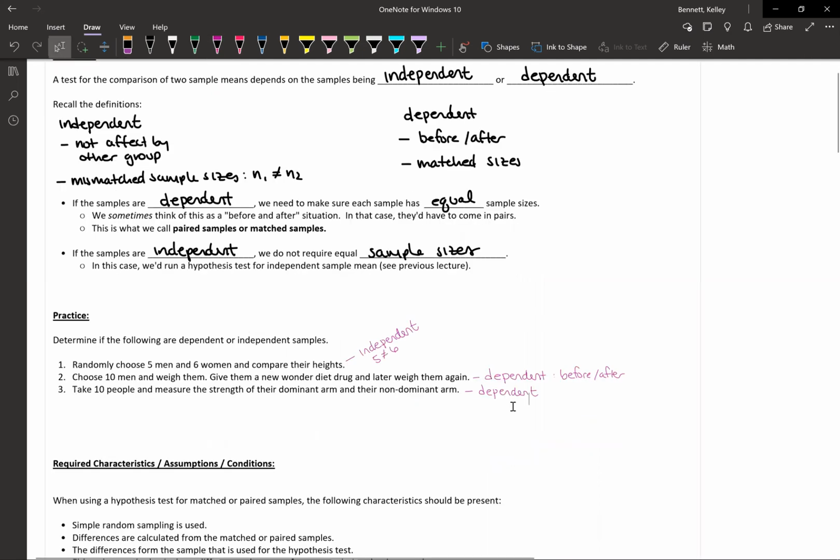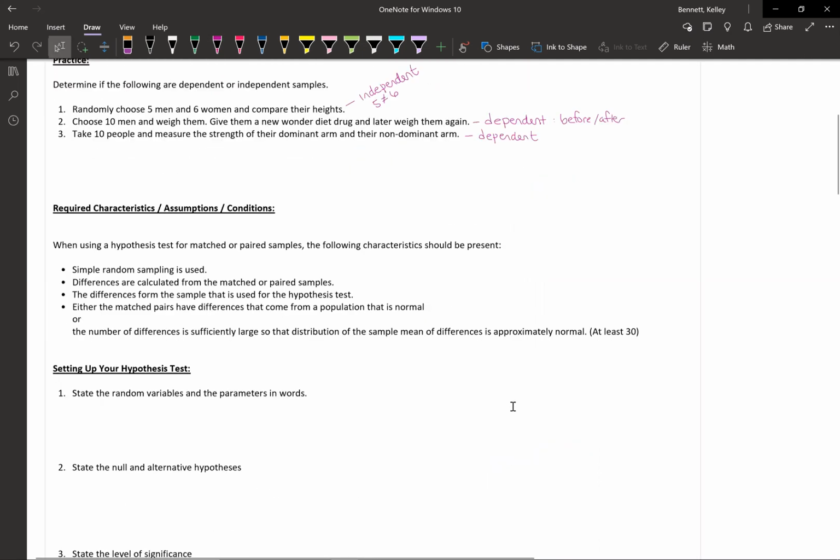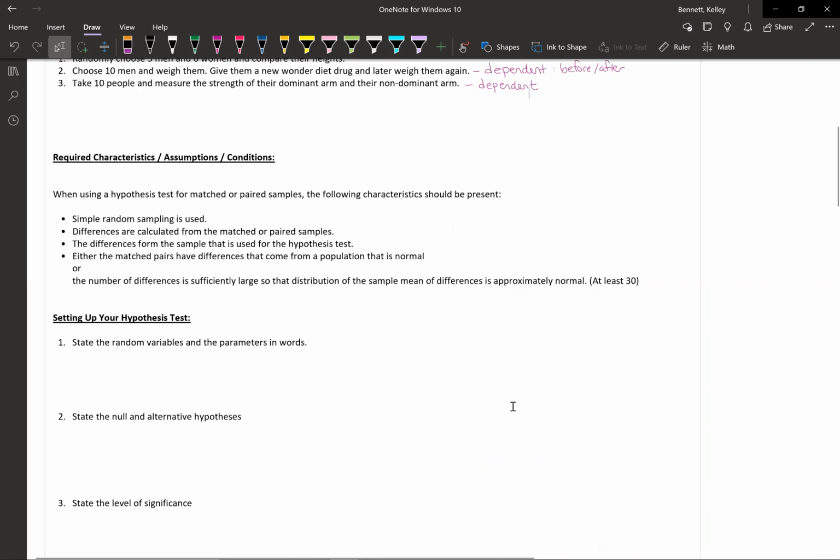Okay. So the required characteristics and conditions we need are a simple random sample. Of course, we always need a simple random sample when we're doing statistics. Well, we need to compute the differences from each pair. So like in the case of the dominant arm and the non-dominant arm, we're going to take person 1 and measure the strength in both of their arms. And then we're going to look at the difference between that strength.